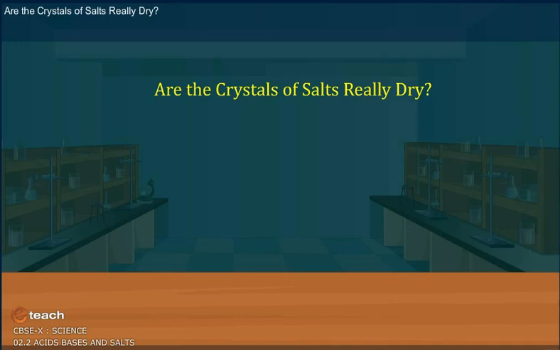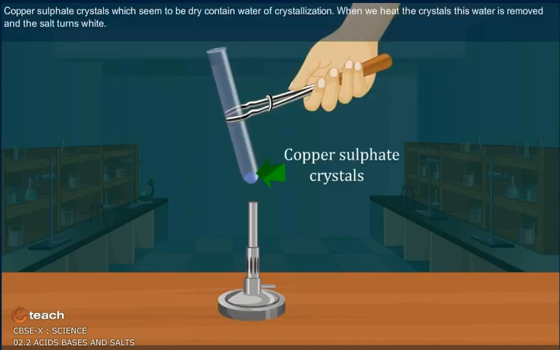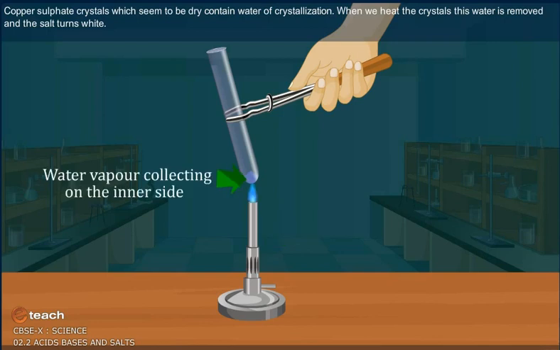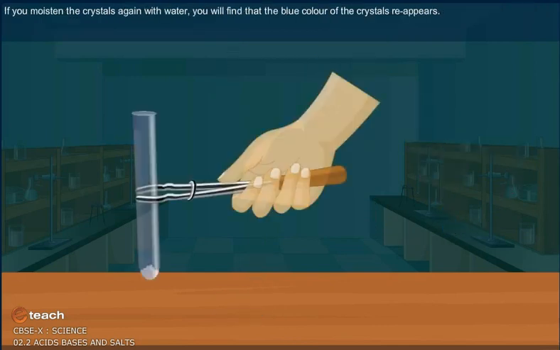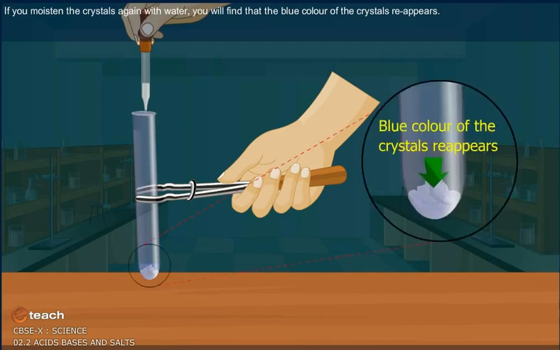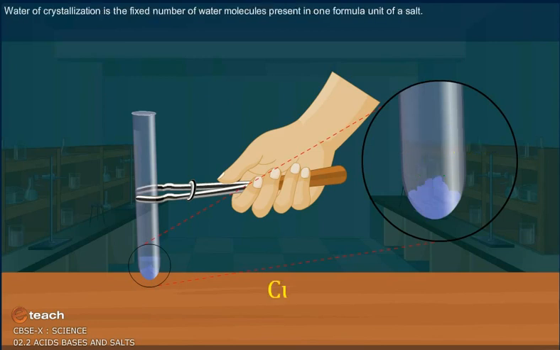Are the crystals of salts really dry? Copper sulfate crystals, which seem to be dry, contain water of crystallization. When we heat the crystals, this water is removed and the salt turns white. If you moisten the crystals again with water, you will find that the blue color of the crystal reappears.